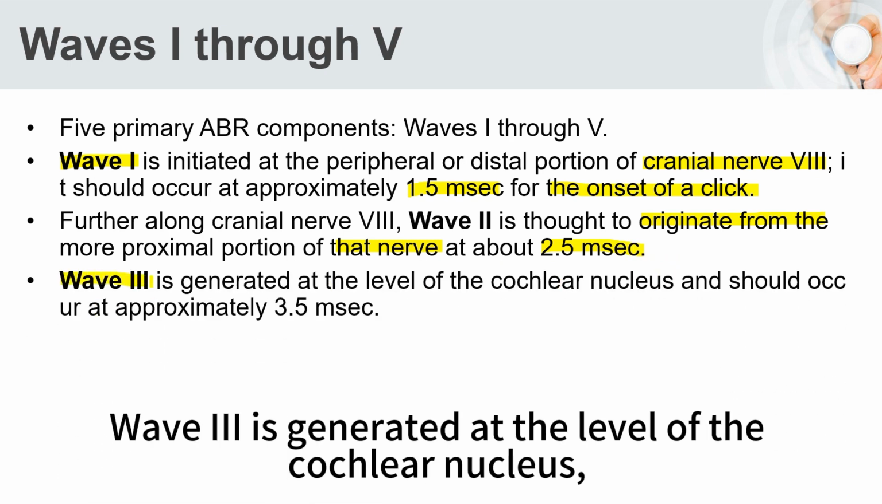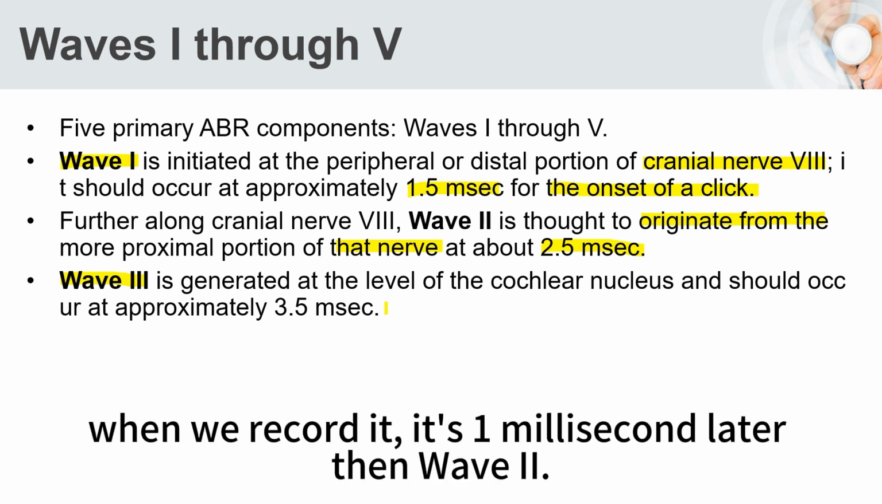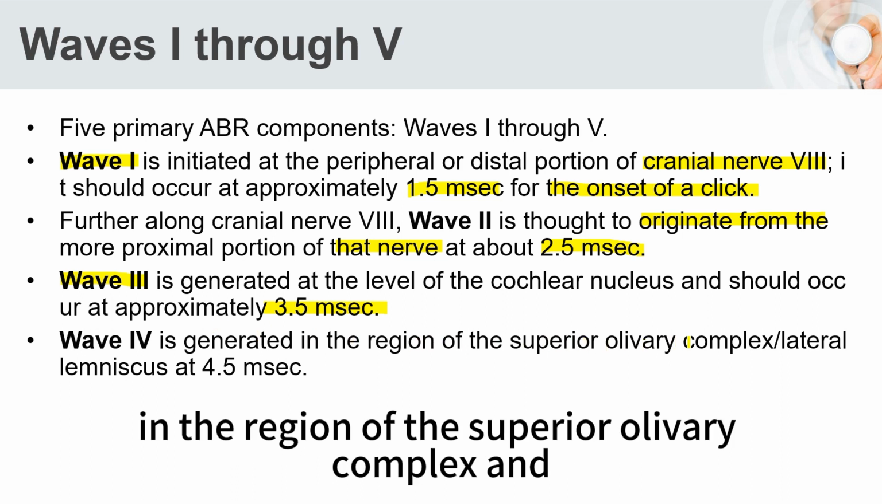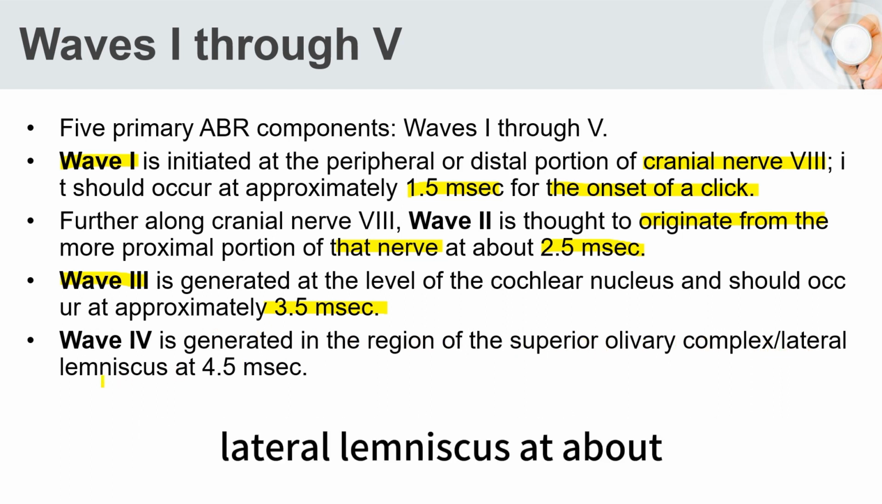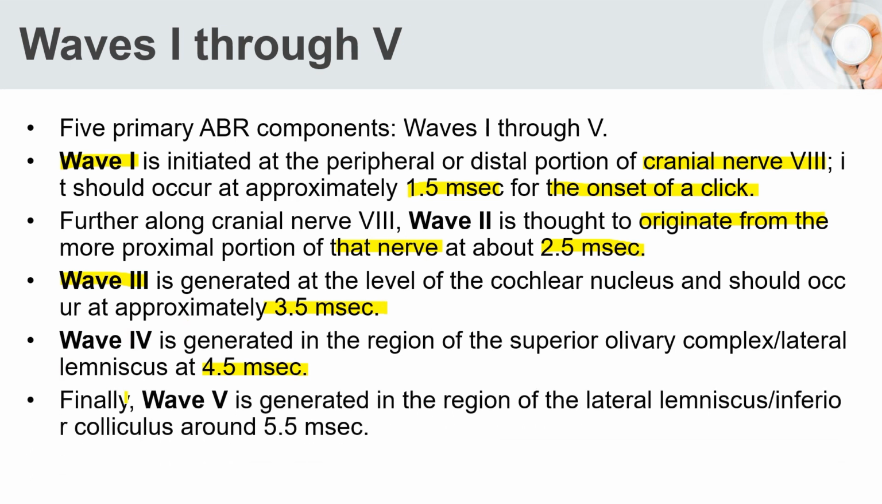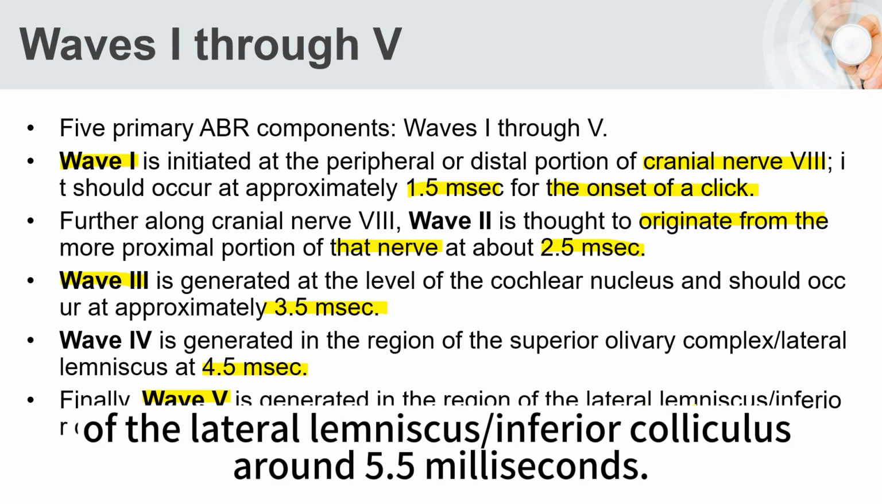Wave 3 is generated at the level of the cochlear nucleus, and should occur at approximately 3.5 milliseconds, which means when we record it, it's 1 millisecond later than wave 2. Wave 4 is generated in the region of the superior olivary complex and lateral lemniscus, at about 4.5 milliseconds. That's again 1 millisecond later. Finally, the most important one, wave 5, is generated at the region of the lateral lemniscus and inferior colliculus, around 5.5 milliseconds.